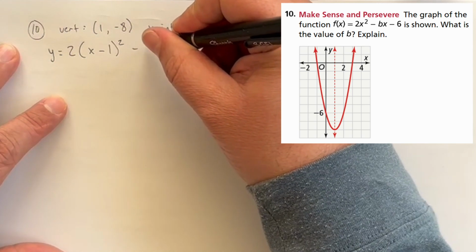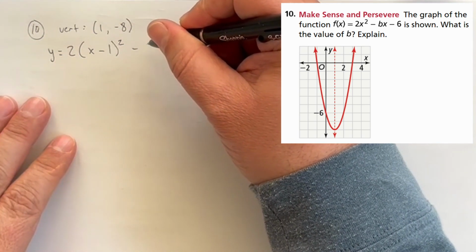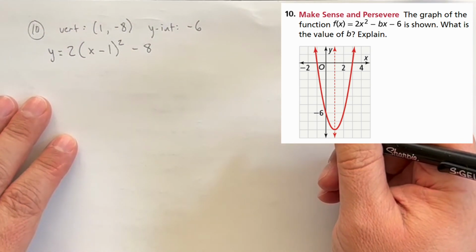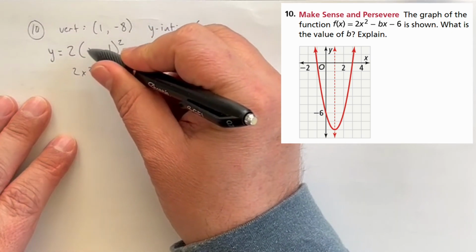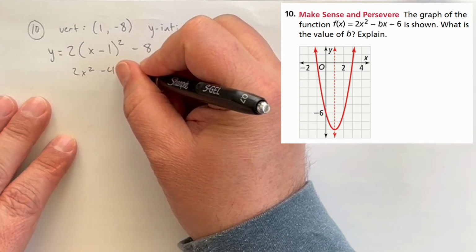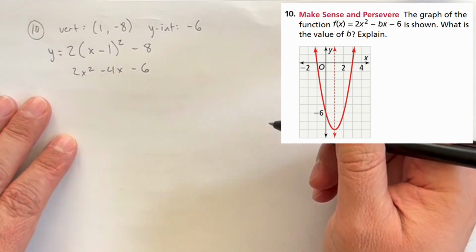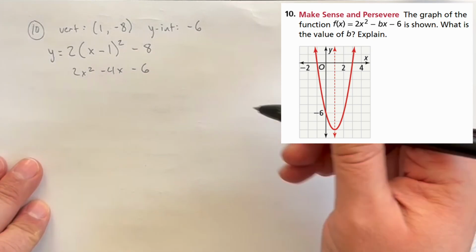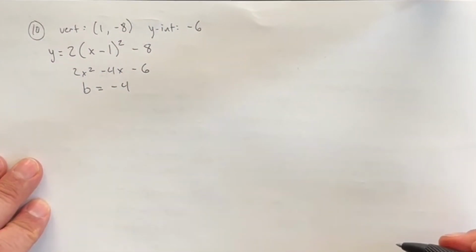So this gives us the vertex form of the graph, and now let's just multiply it out. So (x minus 1) squared is x squared times 2, minus 2x times 2 is minus 4x. Negative 1 squared is 1 times 2 is 2, minus 8. So 2 minus 8 is negative 6. So what is b in this? It's the negative 4. I screwed that up. I read it wrong the first time. So I'll just blank out my number 10 answer.